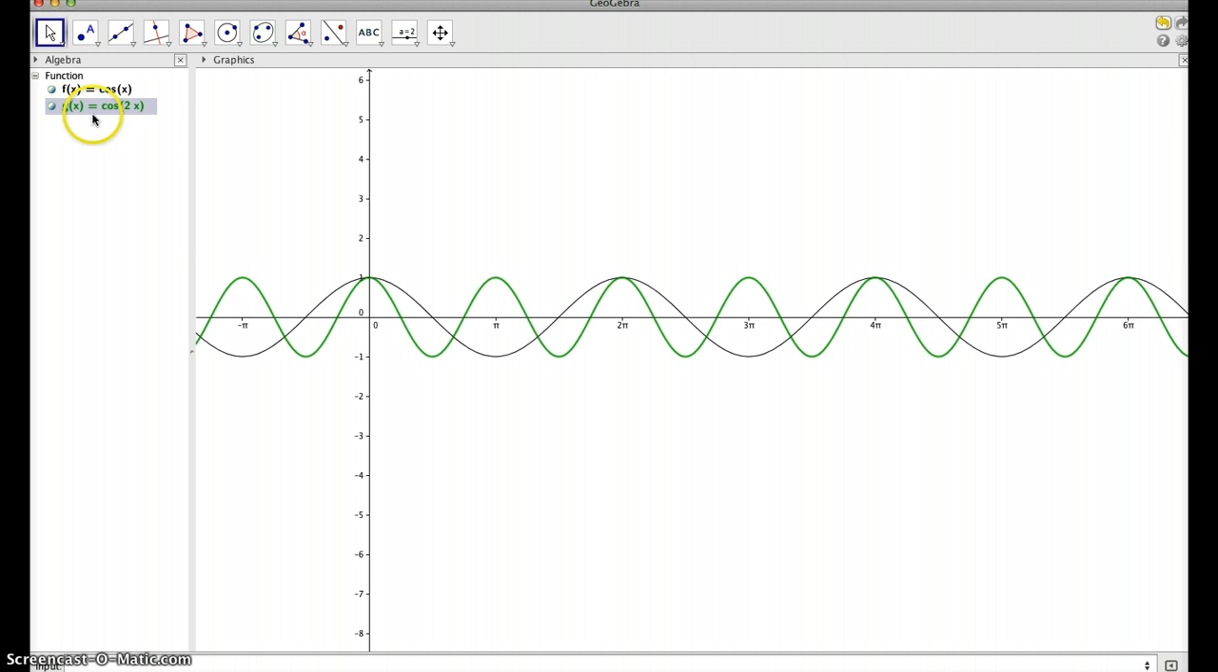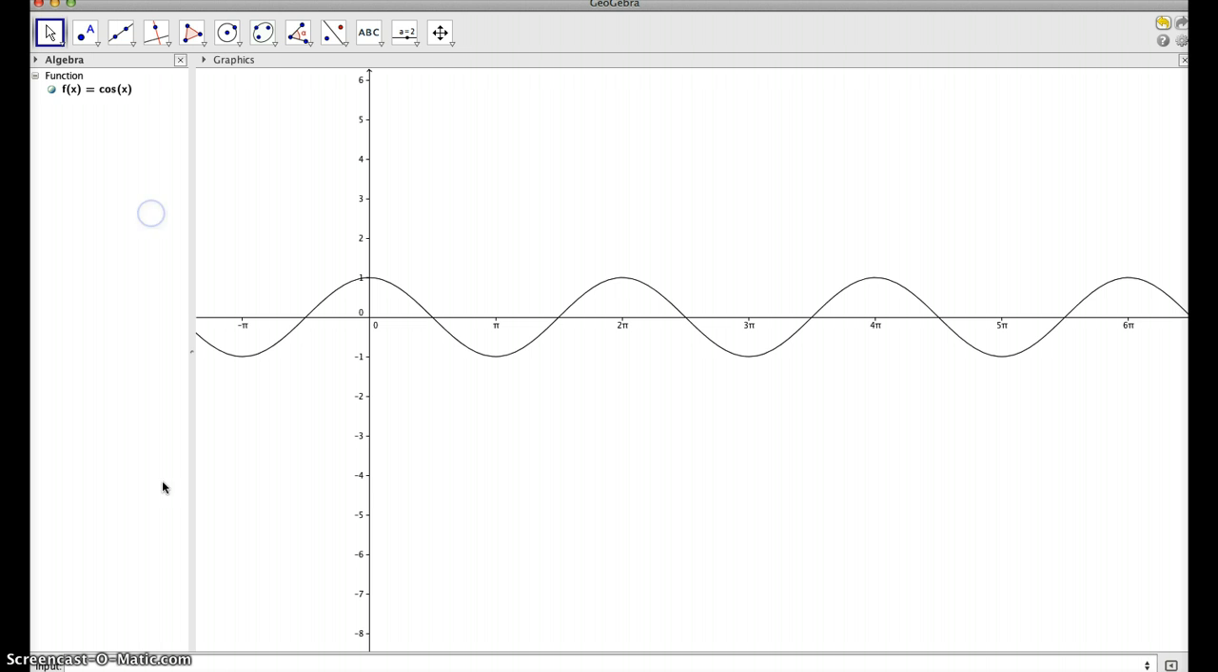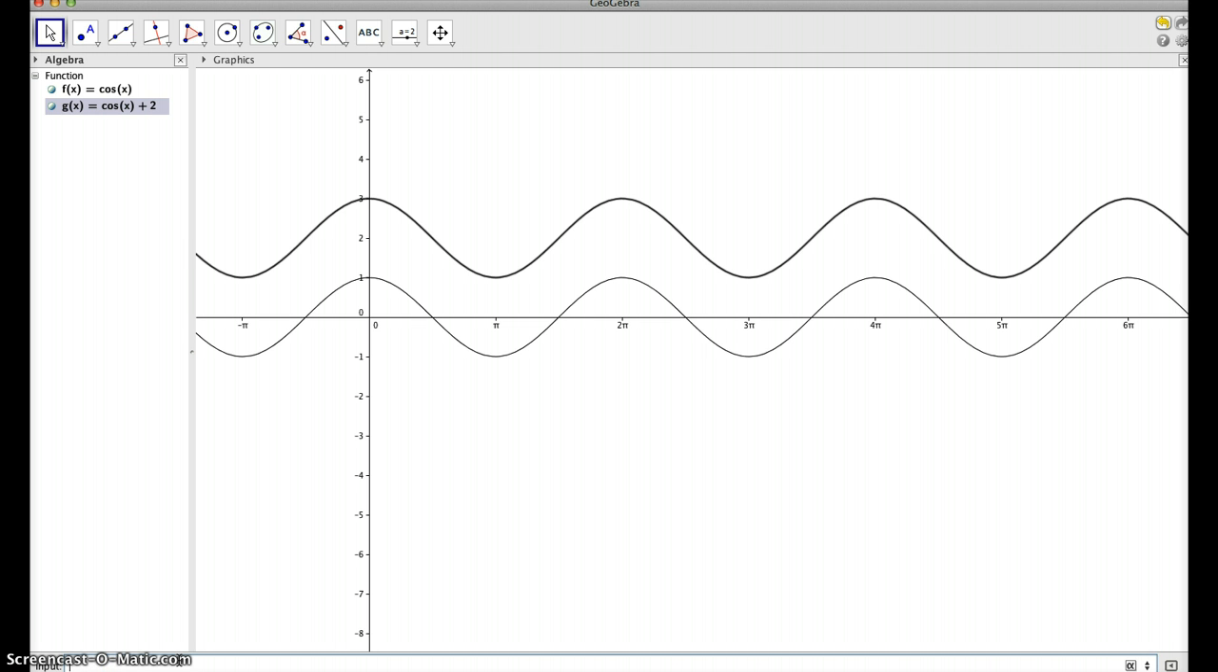Now the last thing I'd like to change is something on the end of my equation. So let's do y equals cosine of x plus 2. Whenever I have something on the outside of my equation, I have a vertical shift. This concludes sine and cosine.